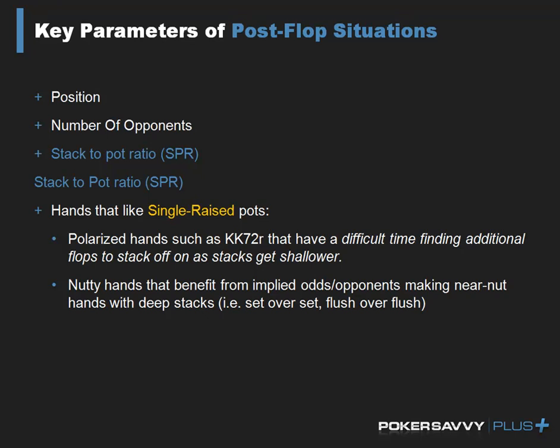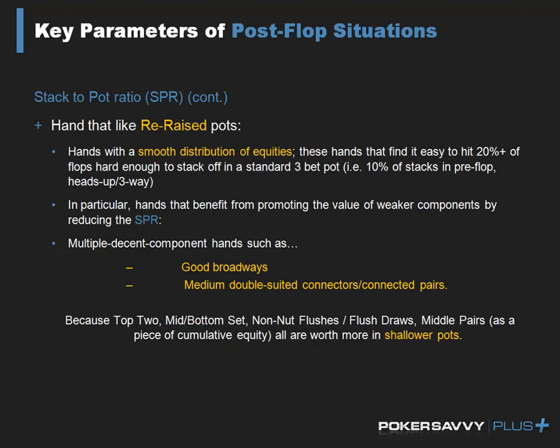So a hand like King, King, 7, deuce, rainbow does one thing really well. It's got high card strength and the ability to flop a set, and that's it. By the very nature of that, it ends up being a hand with a polarized equity distribution, basically a nutty hand that needs someone to be in the pot with it, to flop the second nuts, third nuts, and then pay it off. So those are the hands that like single raise pots.